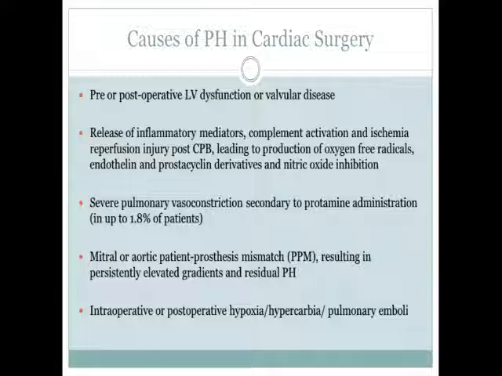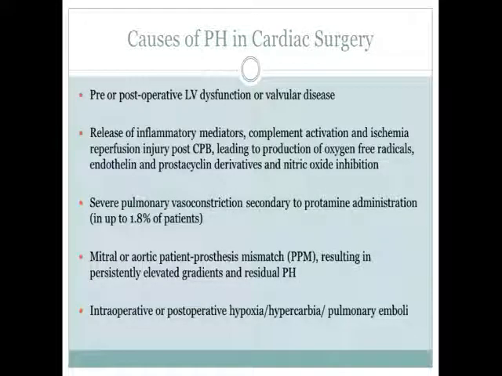There are 3 different types of protamine reactions that you can get, types 1, 2, and 3, with the most extreme and the most rare being a type 3, where you can get severe increases in your pulmonary vascular resistance. And I believe that's caused by the large heparin-protamine molecules being lodged in the pulmonary circulation.